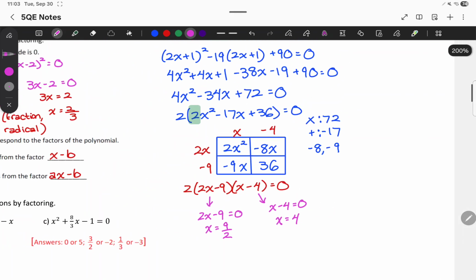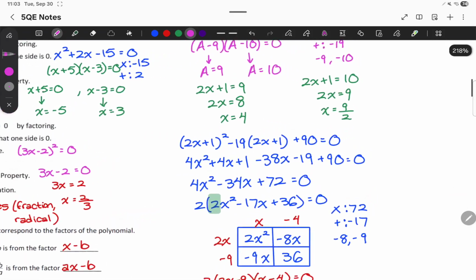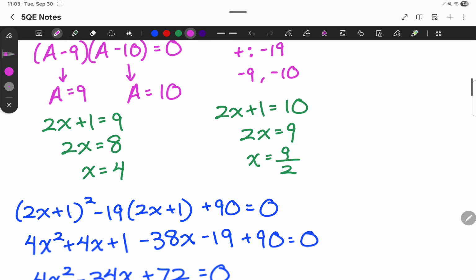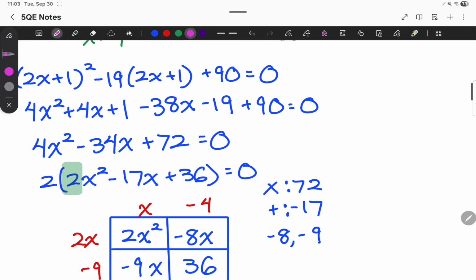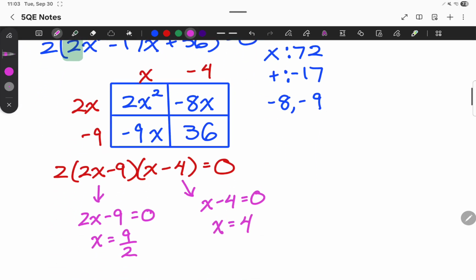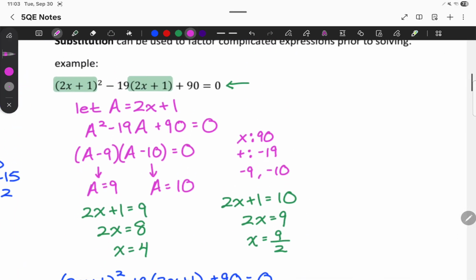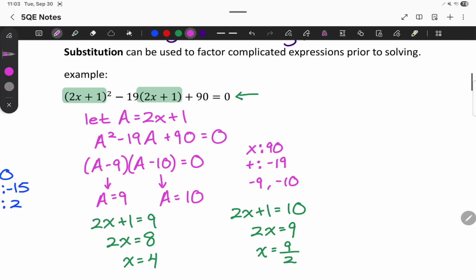Comparing those to our earlier solutions, we had the same two solutions for our first method, but our first method had much easier factoring. Our second method requires more steps of multiplying out and a slightly more complicated factoring, but we end up solving for x directly. Usually the first method of substitution is our preferred method, but if you run into a case where you can't use substitution, that's when you can use the second method, expand everything, and then factor.